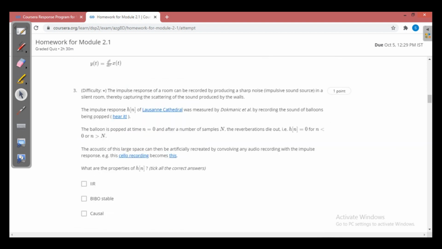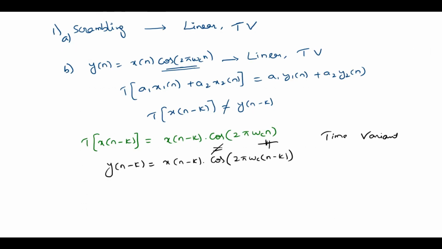Now the third one. The impulse response of a room can be recorded by producing a sharp noise in a silent room, thereby capturing the scattering of the sound produced by the walls. The impulse response h of n was measured by recording the sound of balloons being popped. The balloon is popped at the time n is equal to 0, and after a number of n samples, the reverberation dies out. That is, h of n is 0 for n less than 0 or n greater than capital N.